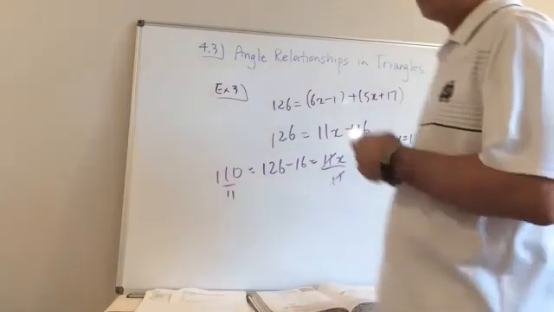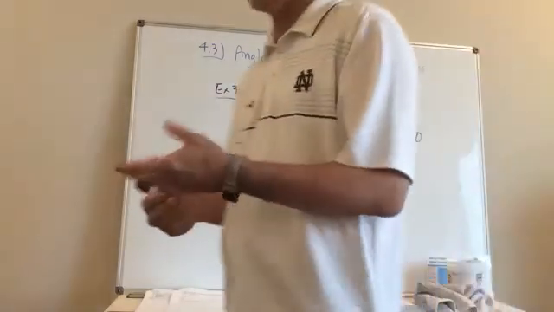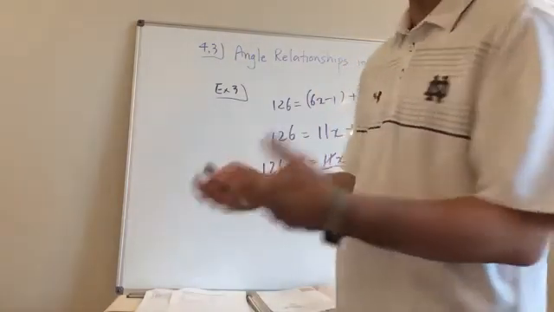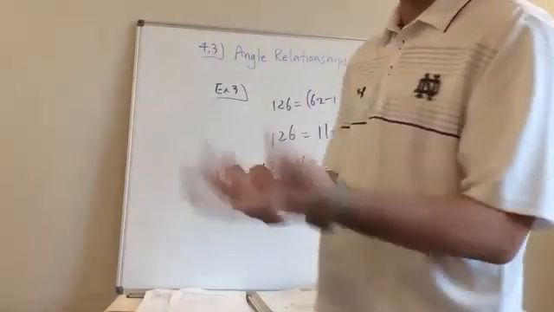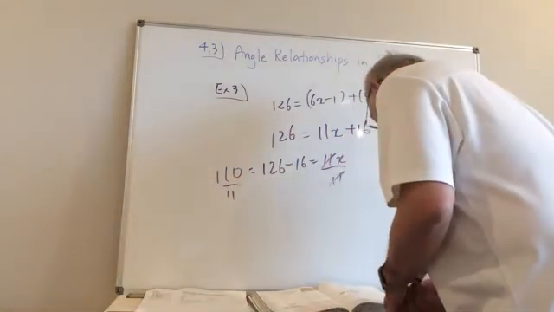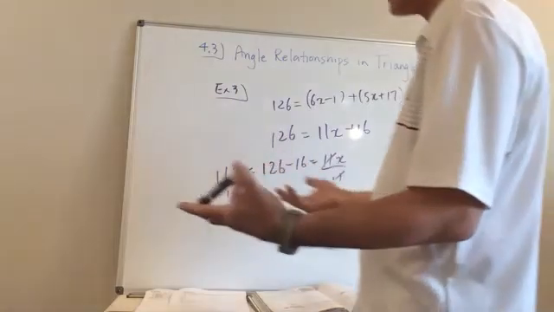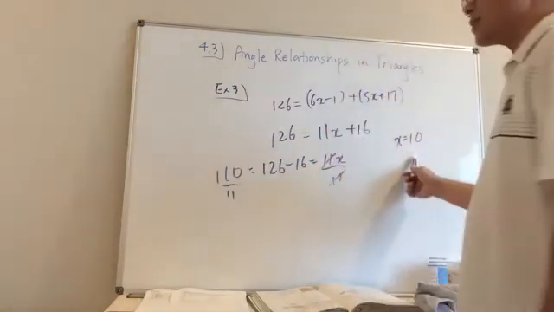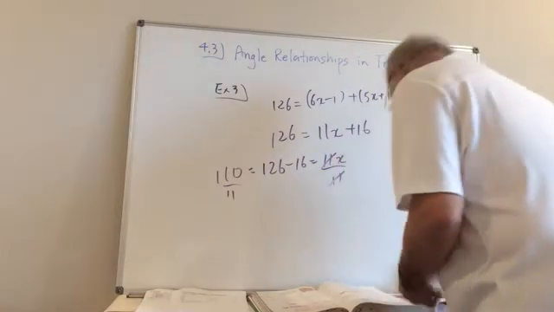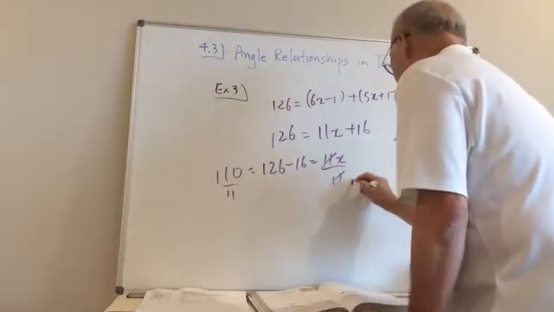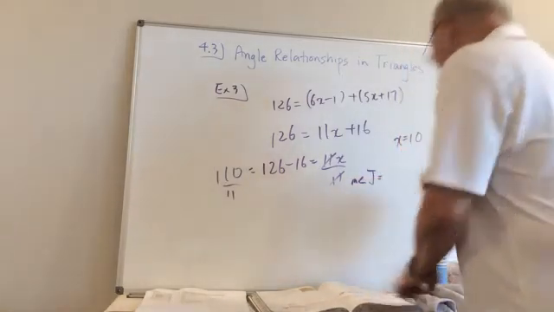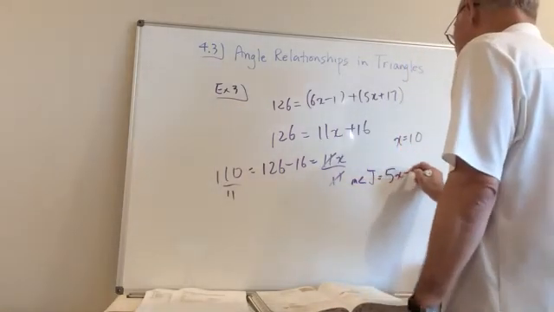Now be careful here. Sometimes the question asks just for x. Sometimes it can actually ask for the angles themselves, right? So let's see what it says. It says find the angle J. So I have to find angle J. Just because I found x doesn't mean I'm complete here, because angle measure J is equal to 5x plus 17.